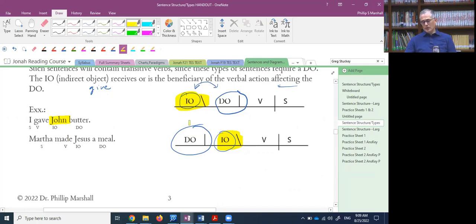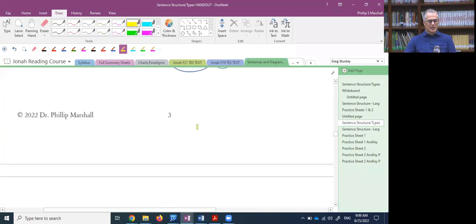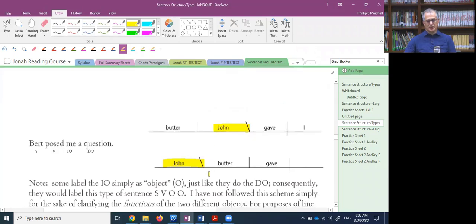I'm going to put that either here with the slanting line away from the verb, or here if I want to put the direct object first. Now, in my English sentence, since John comes first, I'm going to be more inclined to put John first there. You might be wondering, when would it be advisable to put the indirect object in one place versus another?